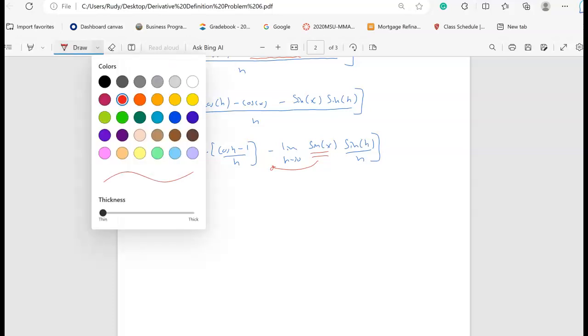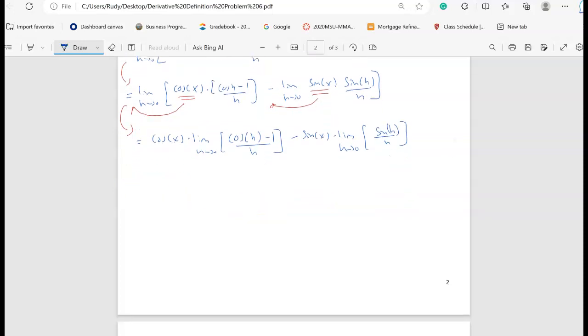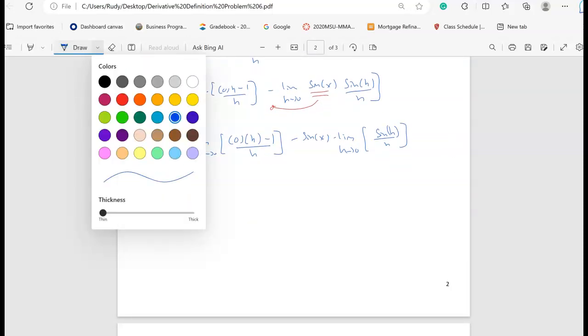And then we're going to rewrite this as equivalent to the cosine of x times the limit as h approaches 0 of the values of cosine of h minus 1 divided by h, and then minus the sine of x times the limit as h approaches 0 of the values of sine of h over the values of h. And then we're going to be using the following identities.